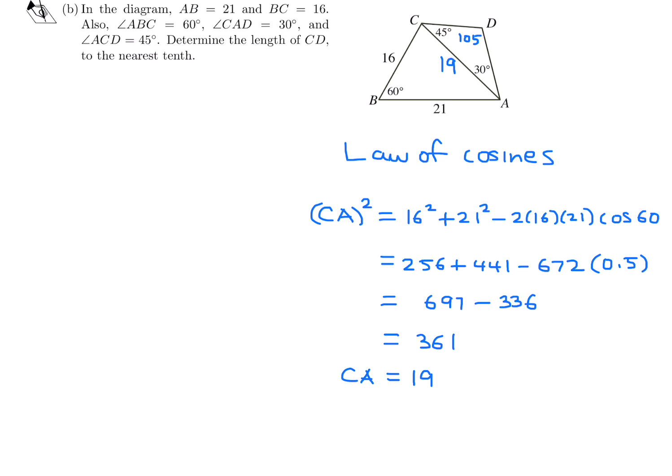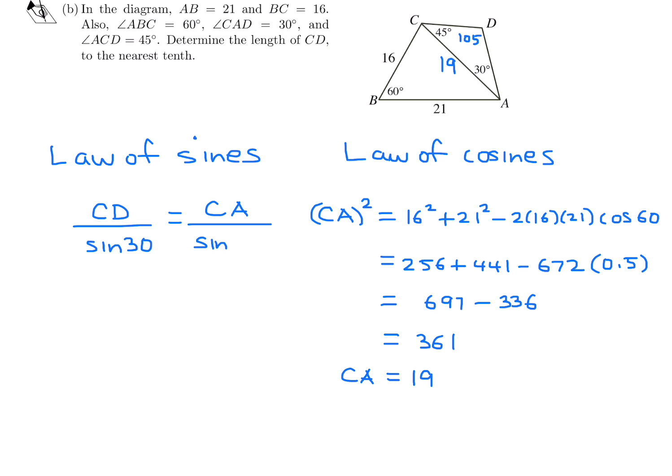Now, what do they want? CD. They want this length right there. To get that, I'm going to use the law of sines. Law of cosines, and now the law of sines. So CD over the angle opposite it, which is 30, is equal to CA over the sine of the angle opposite that, which is 105. And there you go, this will allow me to solve for CD.